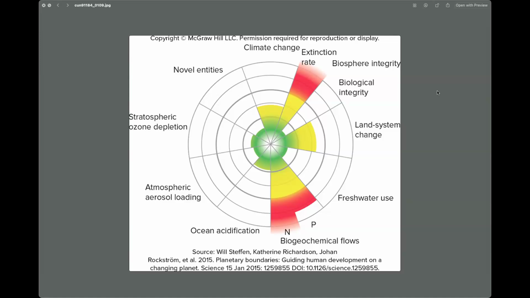Novel entities, I think by that they mean invasive species. I haven't ever seen that term before, novel entities. Okay.